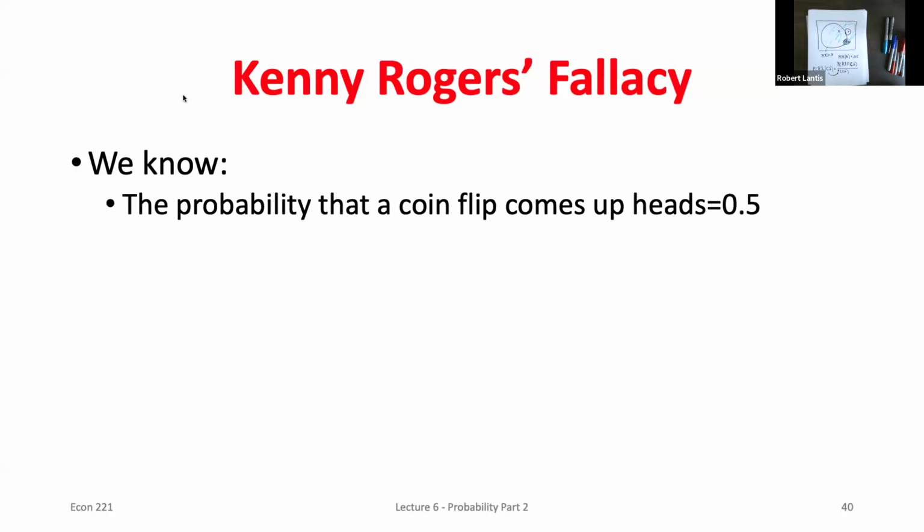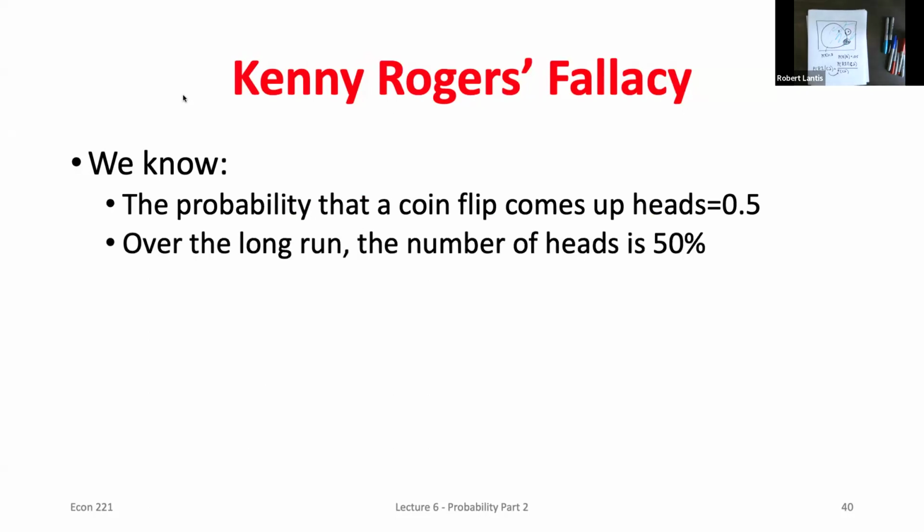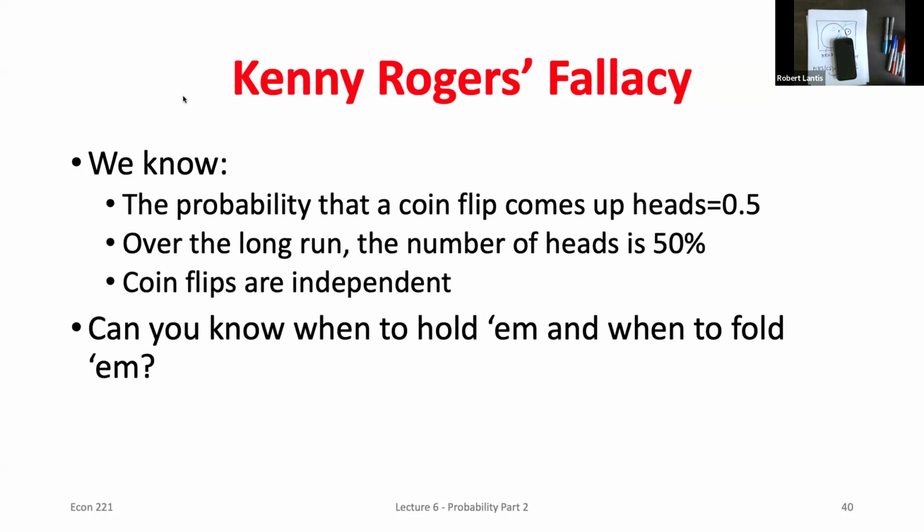So we know that if I flip a coin, the probability that it comes up heads is 0.5. That's the unconditional probability. Over the long run, the proportion of heads we're going to get is about 0.5, or 50%. If we know that coin flips are independent, then as I flip more and more coins, I'm going to see the same likelihood of occurrence. It doesn't matter if I got a heads on the previous flip, the next coin flip should still have a probability of coming up heads of 0.5, right?